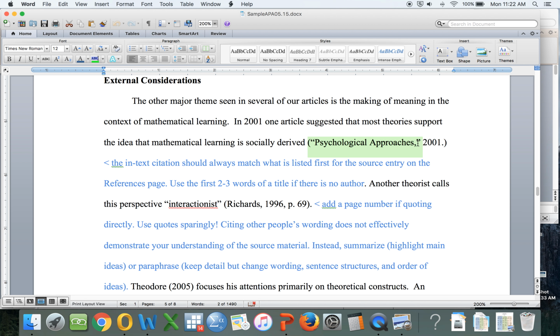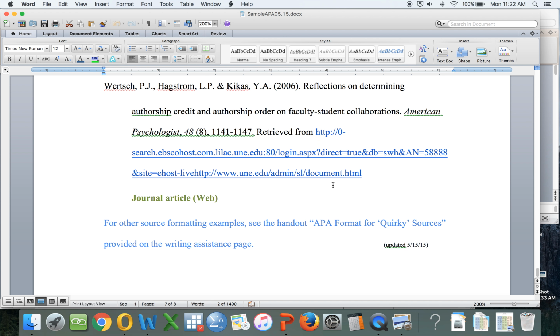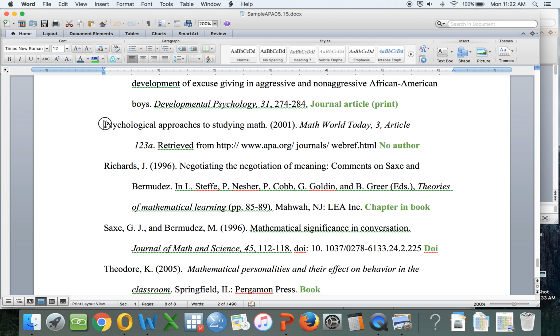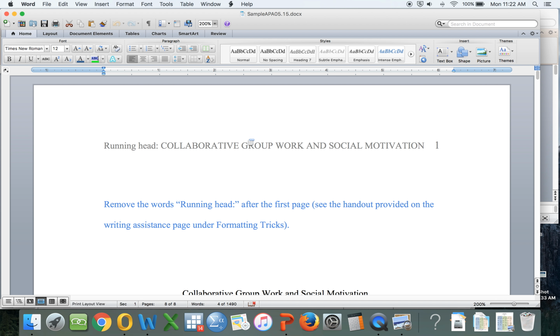This is a common question as well, what do we do if we don't have the author's name? We just put the first couple words of the title of the work in parentheses. So that tells the reader that, okay, we don't have the author's name, so if they want to find this in the reference page, they're just going to look up psychological approaches, and there it is. So this does not have an author. Okay? All right, we'll talk about the reference page next.